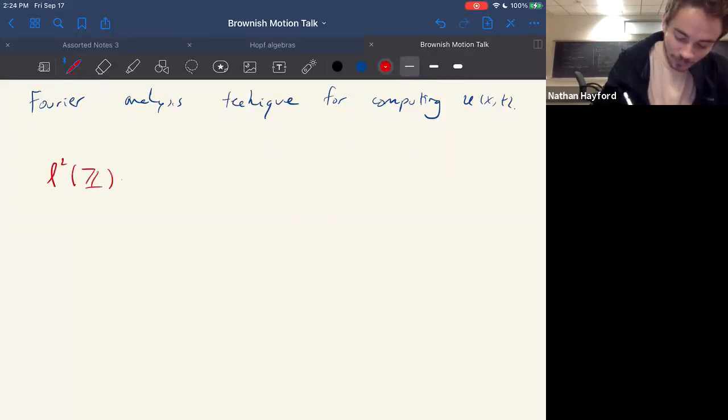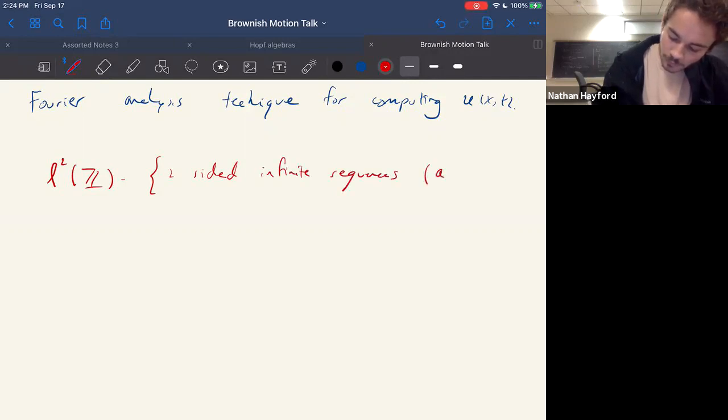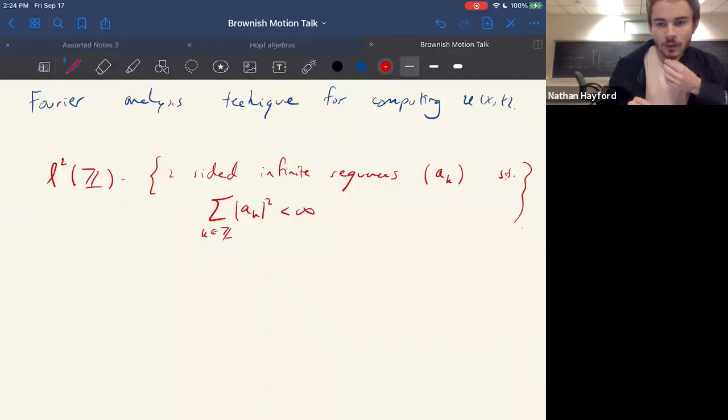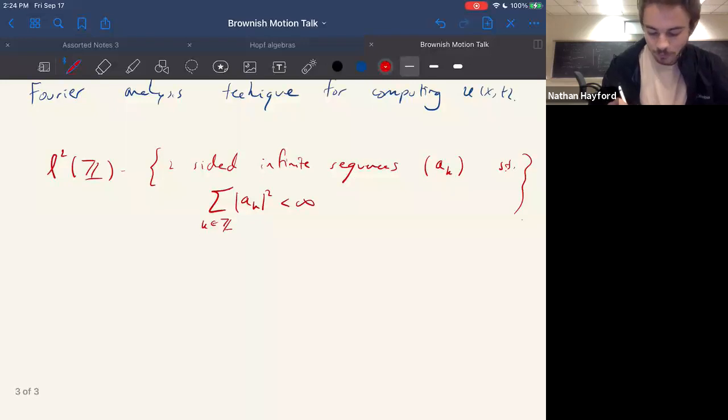Let's talk about this Hilbert space. This is L2 of Z. It's the set of all two-sided infinite sequences, I'll call them AKs, such that the sum of AK squared is finite. So this is little L2 of Z. Those of you that are familiar with Fourier series, it's just the set of Fourier coefficients of nice L2 functions. So it's a Hilbert space.